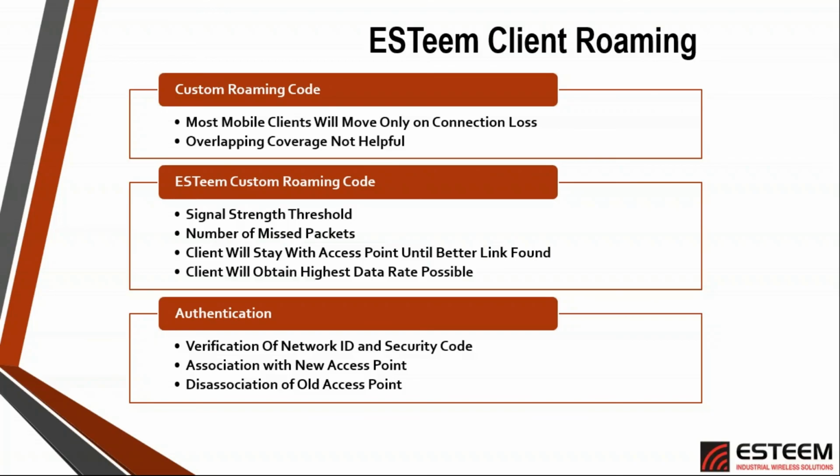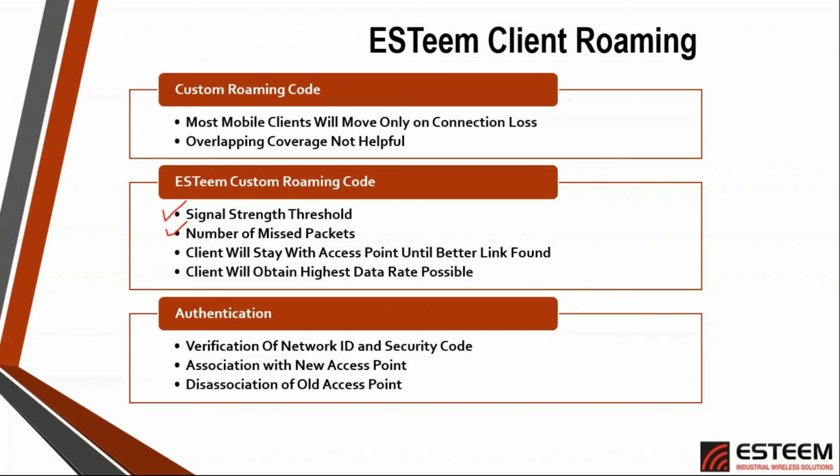Now, what this custom roaming code does is it allows you to configure the radio to say, okay, at what point do we want to consider changing to a new access point? Because what that does is we create what's called a threshold within the radio. It's based upon the signal strength and the number of missed packets. The idea behind this is that we want that radio to stay with the access point it's connected to until the point it actually can find a better access point.